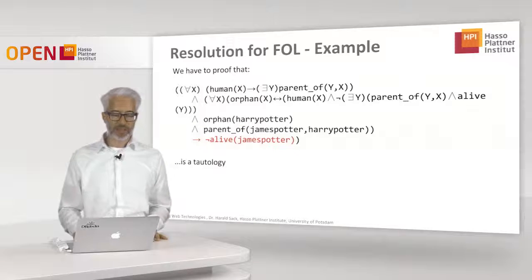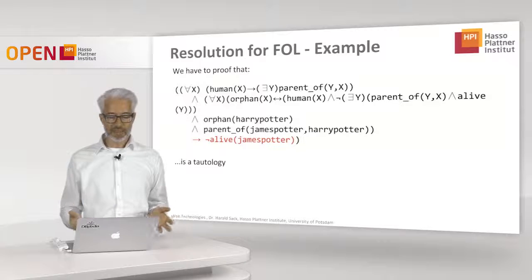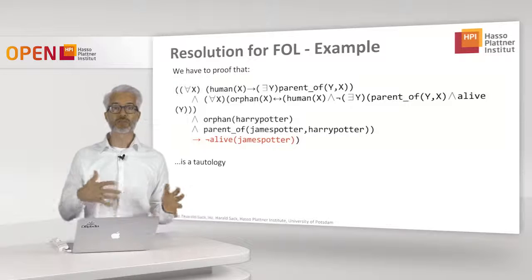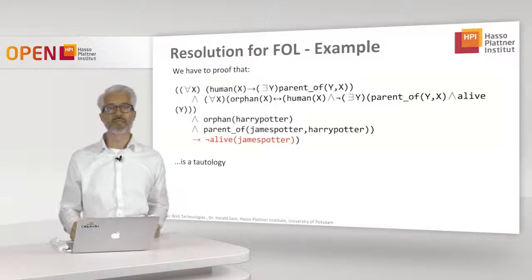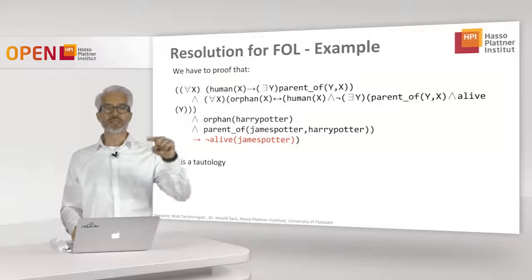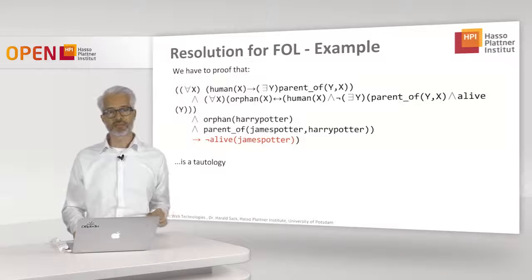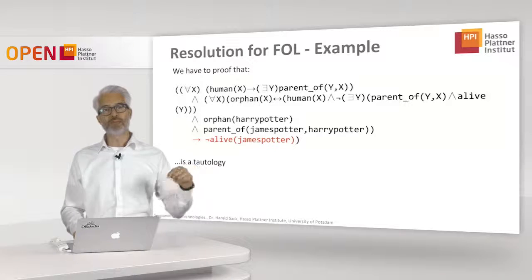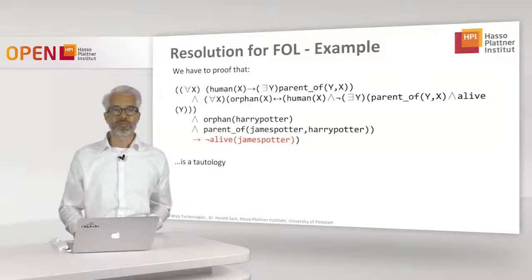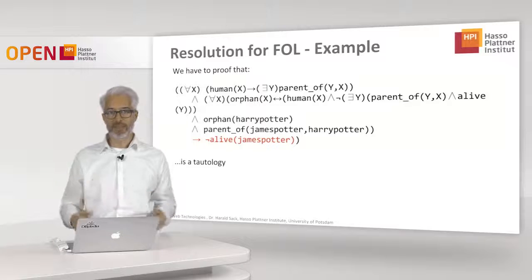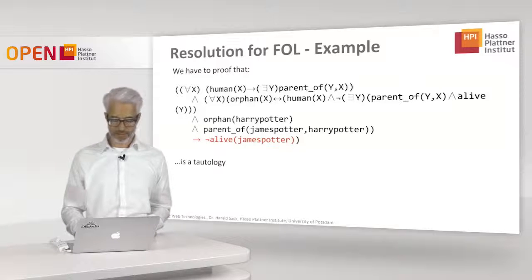So let's try. What we have to prove is simply if we can deduce that James Potter is not alive. So we have an implication here, and we simply connect all of the knowledge we have in a conjunctive way and then try to imply our statement that we want to prove, so that James Potter is not alive. And this expression should be a tautology. This is in the same way as for propositional logic.